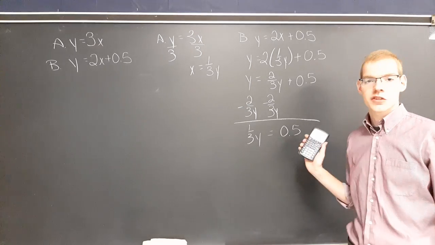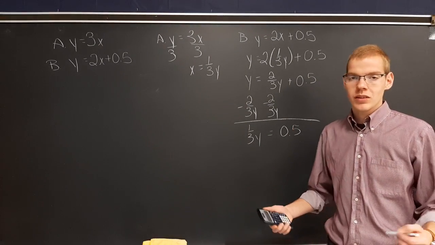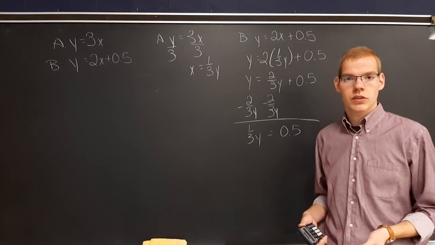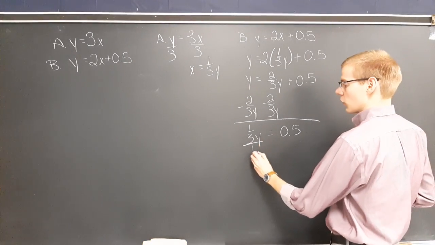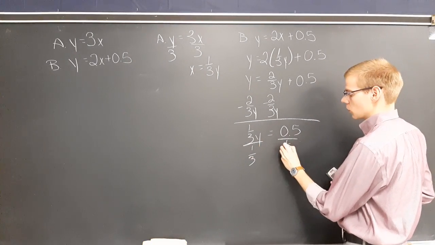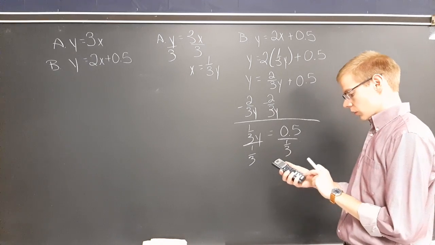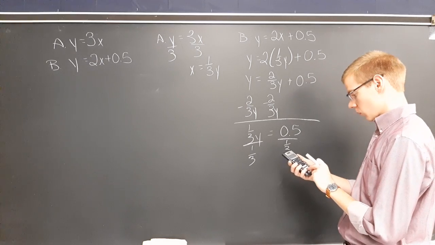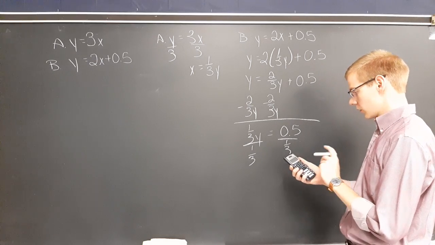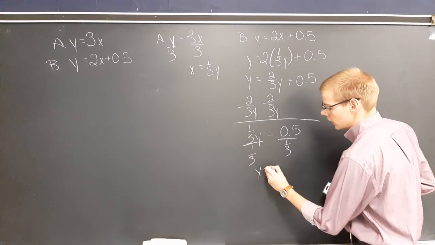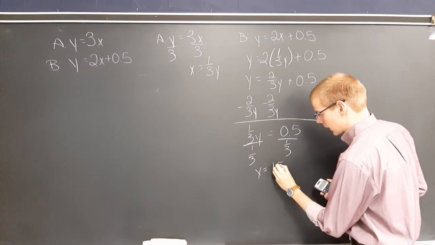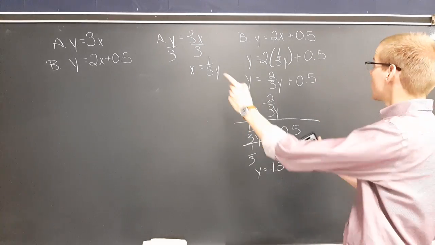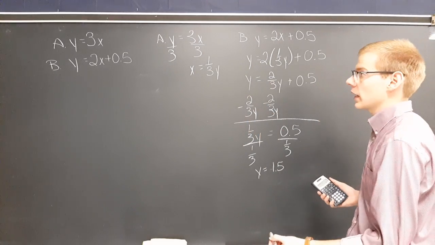Now we have fractions and decimals. You can do that. If you have a calculator, you can do anything. But whatever, 1 over 3. Divide both sides by 1 over 3. 0.5 divided by 1 over 3 is 1.5. Y equals 1.5. Now, we need to go back to A.